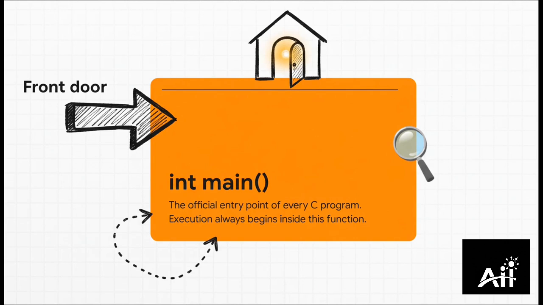Okay, next up is int main. This is super important. Think of your entire program as a house. Main is the front door. It's the only way in. When you run your code, the computer's first question is, where's main? It finds it, opens that door, and starts following the instructions inside. Every single C program has to have one.